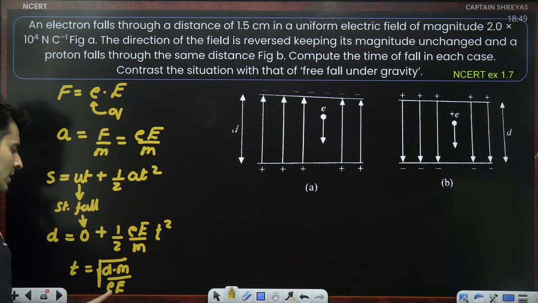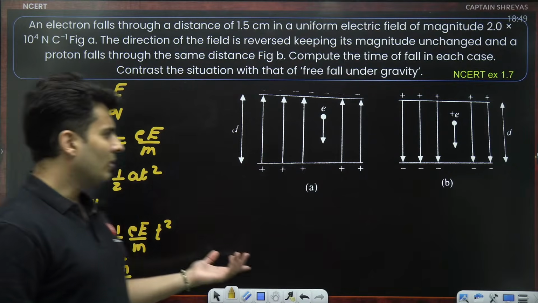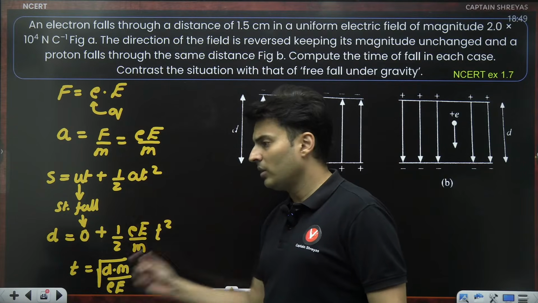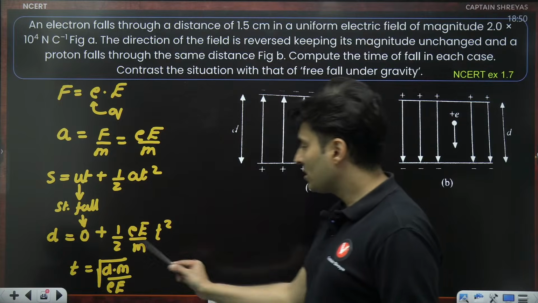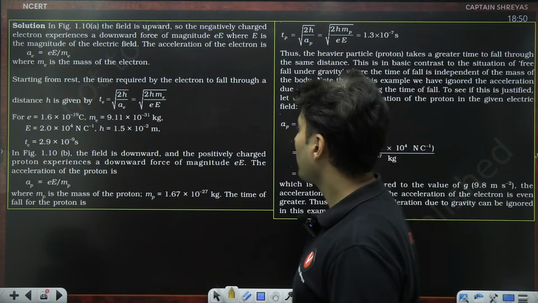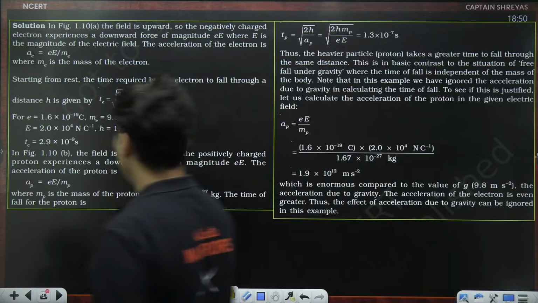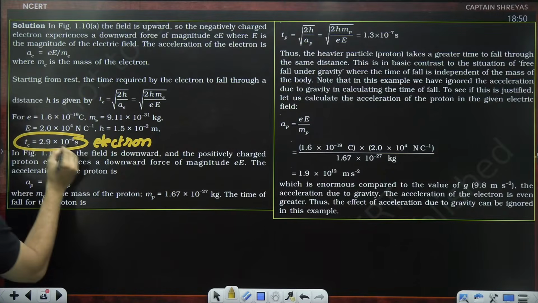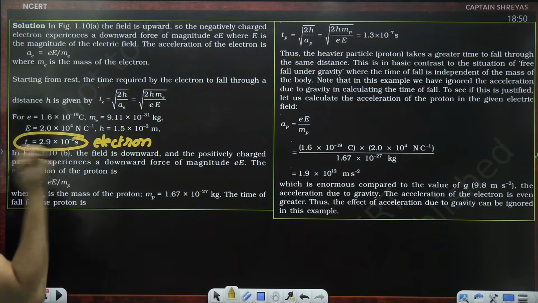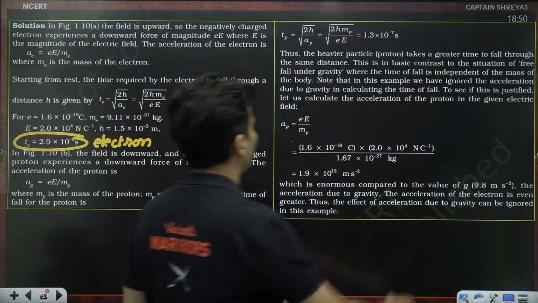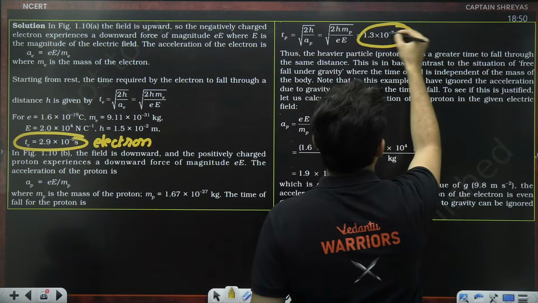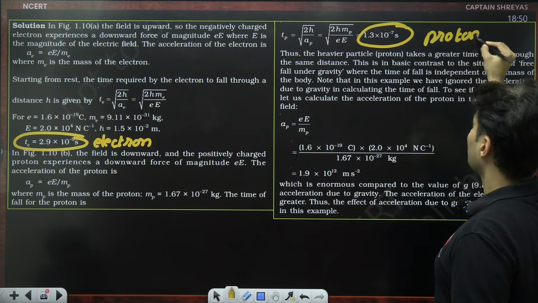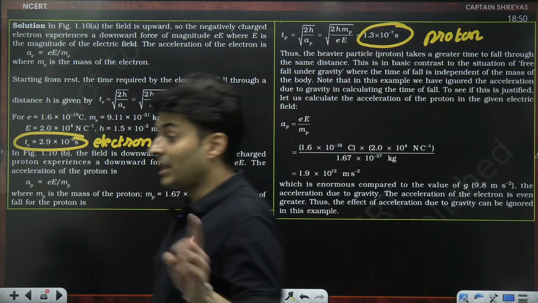What you can see is that d is the same, e is the same, E is the same, and only the mass is different. The mass of the proton is more, so the time taken will be more. The mass of the electron is less, so the time taken will be less. As simple as that. Substituting the values, you will get the times also. So they have found that out. The time taken for the electron is 2.9 nanoseconds, which is very small. And for the proton, it is slightly more because the proton is heavier. You can see that the times taken are different.